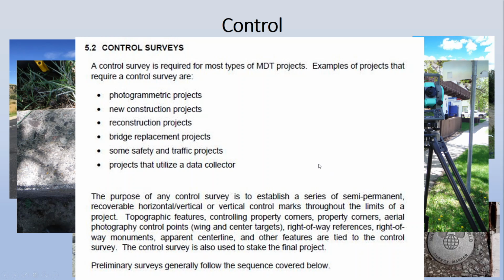This is a portion out of the Montana Department of Transportation's Survey Control Manual, and they talk about when a control survey is required, and you can see they're basically talking photogrammetry, new construction, reconstruction, bridge replacement, safety, and any project that uses a data collector. So essentially, all survey projects require some sort of control on a job site. And this class is going to look at control for a construction site. We're going to establish control to be used as reference points to lay out a series of points in various route surveying applications.